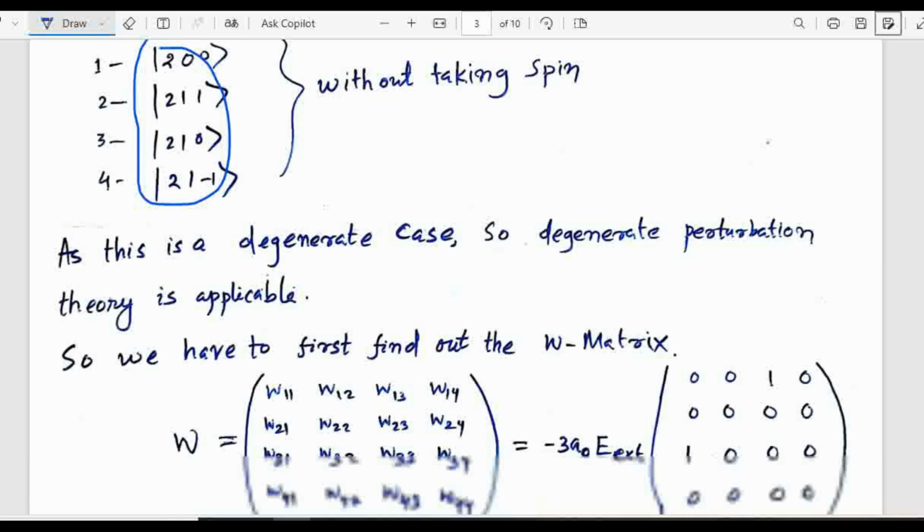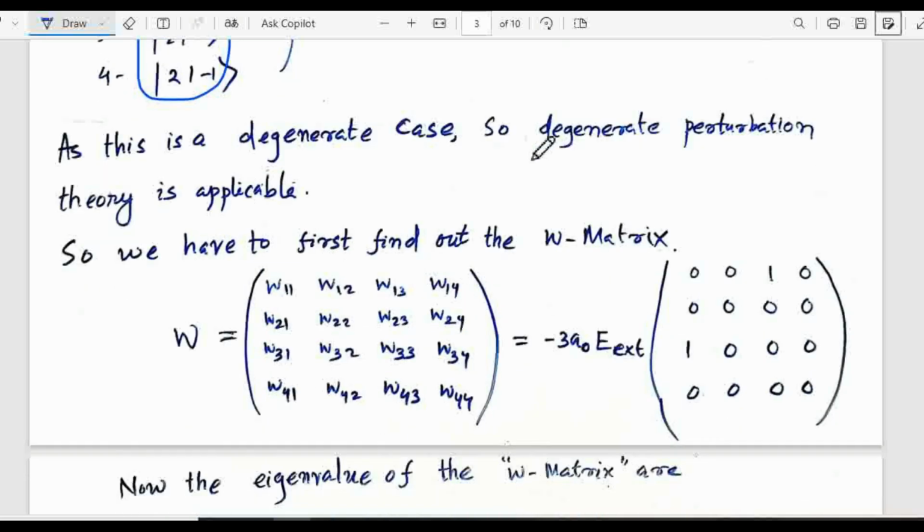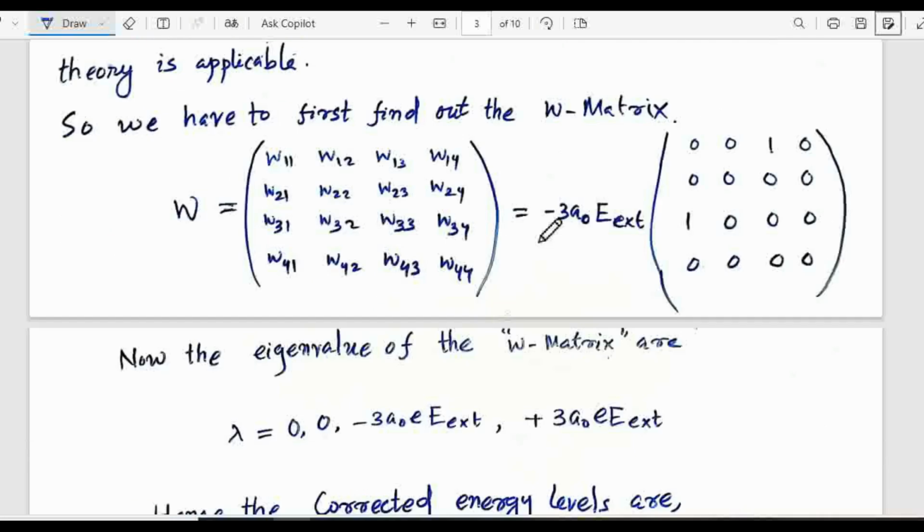Now we have to apply the degenerate perturbation theory, and in it, we have to find the matrix. As there are four degenerate states, this matrix will contain 16 elements. So this is the matrix.